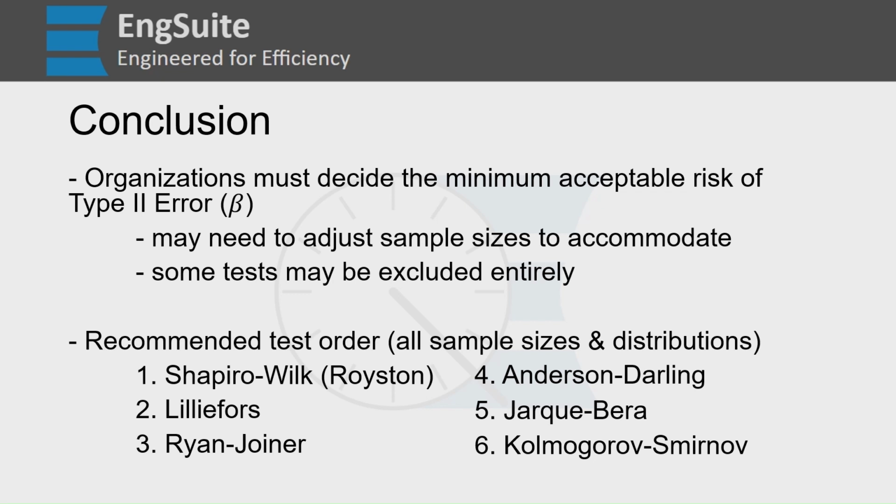So the recommended test order is Shapiro-Wilk, Lilliefors. Again, those are interchangeable. Ryan-Joiner third. At really low sample sizes, it can be interchangeable with the Anderson-Darling, at the 30 especially. Above 30, AD and JB are going to be interchangeable. And then in no scenario is the KS ever going to be anything other than 6. So that's our recommended testing order.